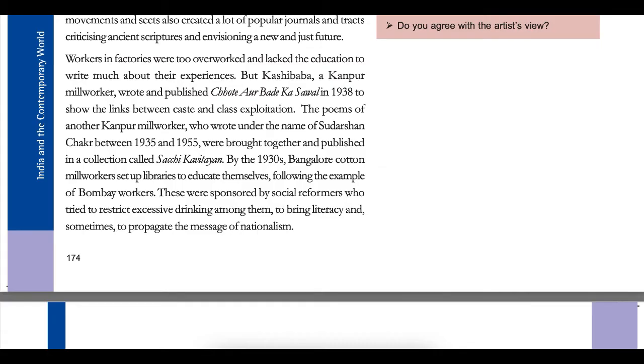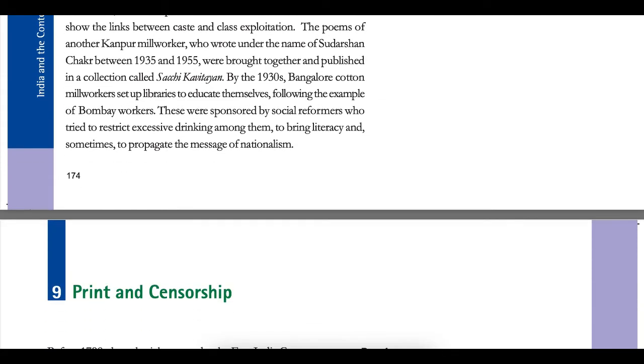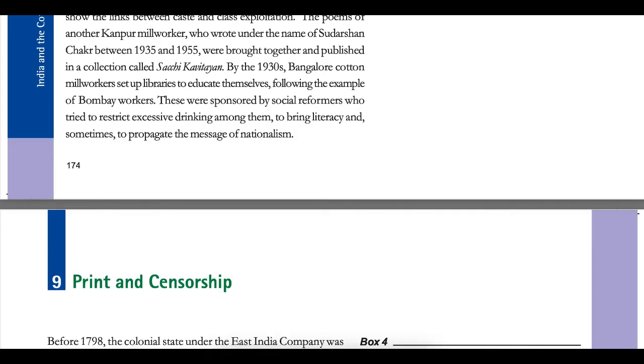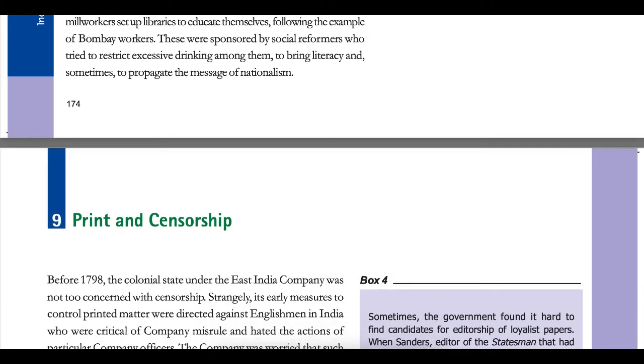By the 1930s, Bangalore cotton mill workers set up libraries to educate themselves, following the example of Bombay workers. These were sponsored by social reformers who tried to restrict excessive drinking among them, to bring literacy, and sometimes to propagate the message of nationalism.